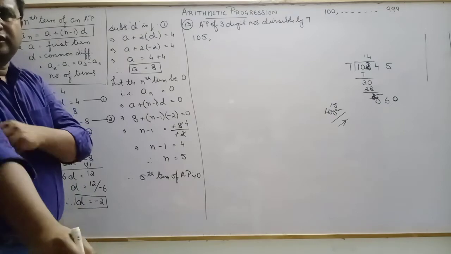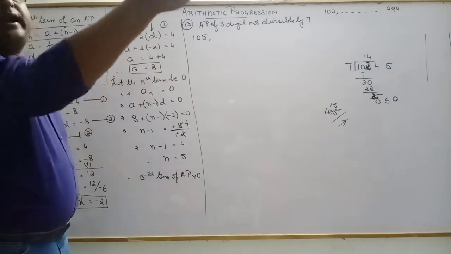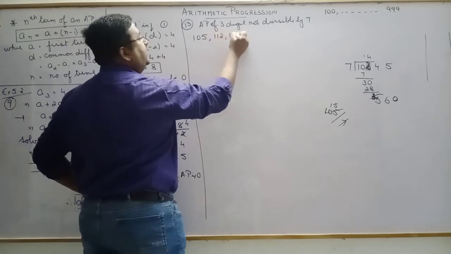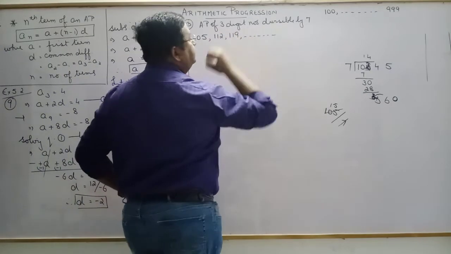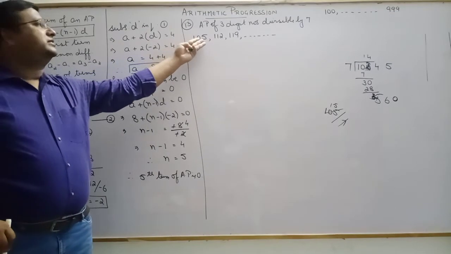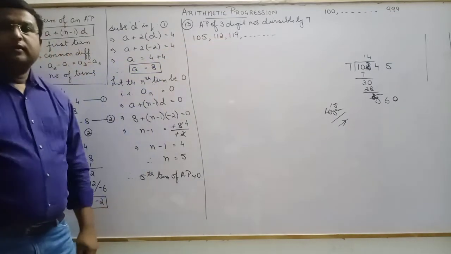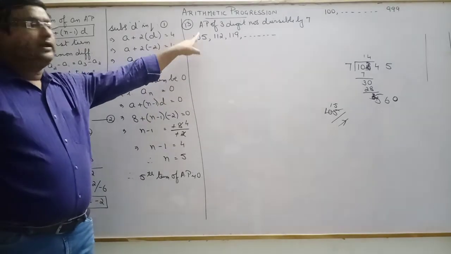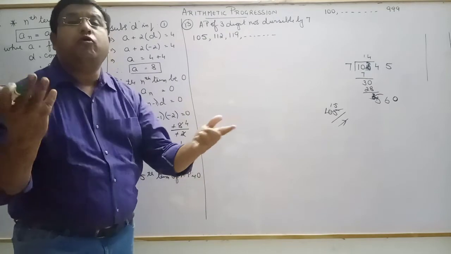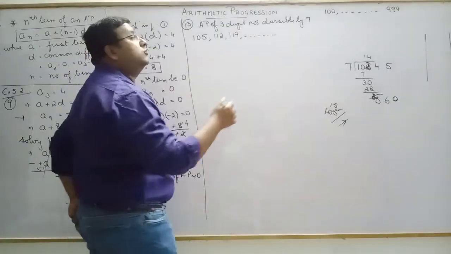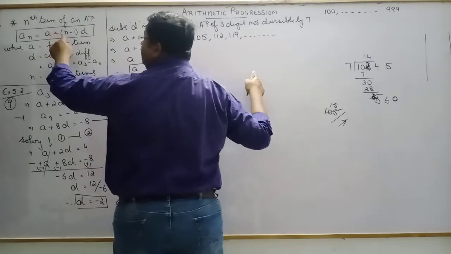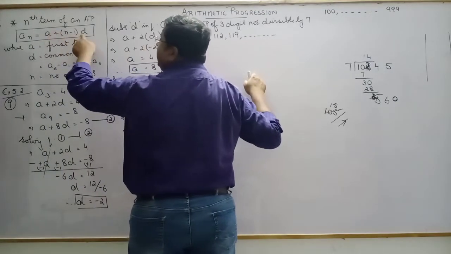Isn't it? So can we continue now? Keep on adding 7, simple as that. 105, next one will be 112, next one will be 119, and so on. So I have an AP of 3-digit numbers divisible by 7. We have A, we can find D, and AN. He wants us to find N. How many such numbers are there? So for that we need to find N.